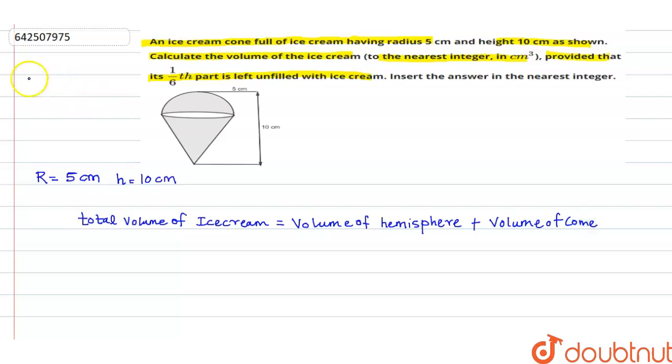Now, we can see in the figure that R is 5 cm. So, volume of hemisphere is what? We know the volume of the hemisphere is 2 by 3 pi R cube, where R is the radius. So, the volume of the hemisphere is 2 by 3 pi, and the value of R is 5 cm, so we write 5 to the power 3, plus volume of the cone.